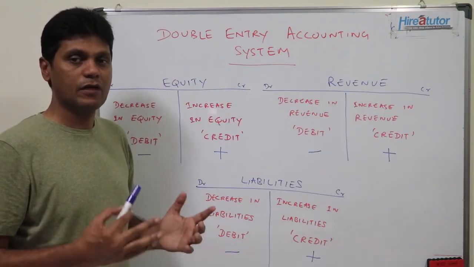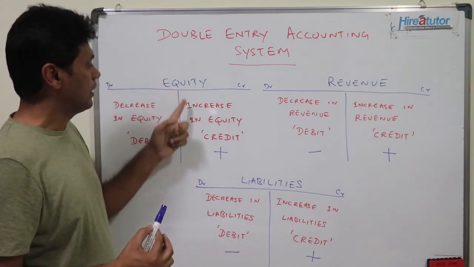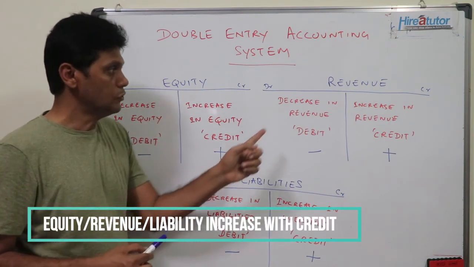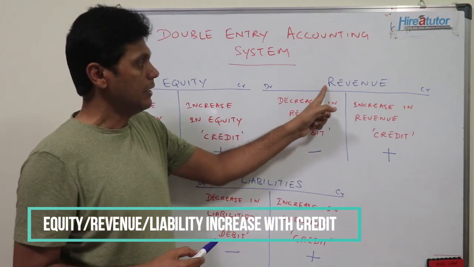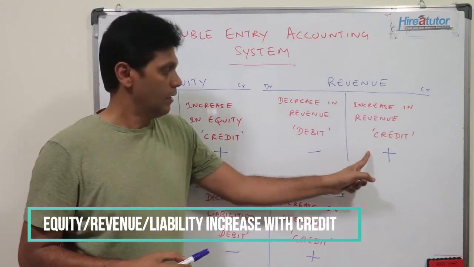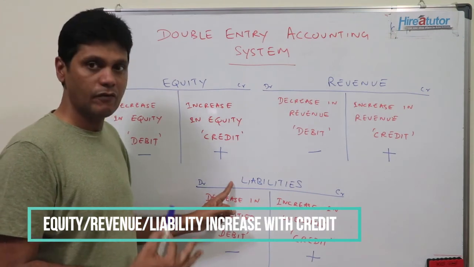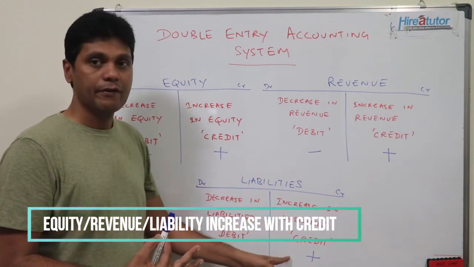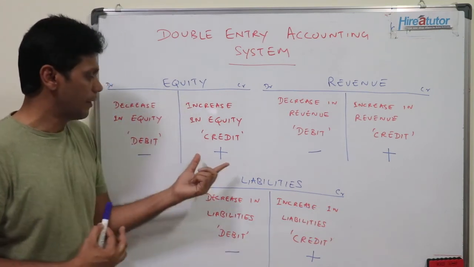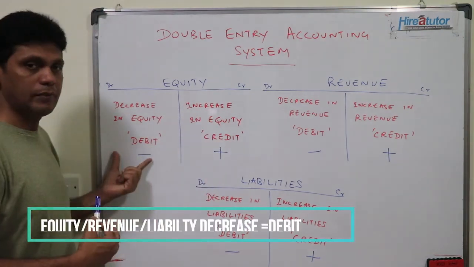Generally, the following types of accounts are increased with a credit. When you take the equity, if you want to increase the equity value, it should be credited. And also, if you want to increase the value of the revenue, it has to be credited. At the same time, for the liabilities, if you want to increase the value of the liability, it should be credited to the liability account. And also, if you want to reduce the value of any of these accounts, it has to be debited.